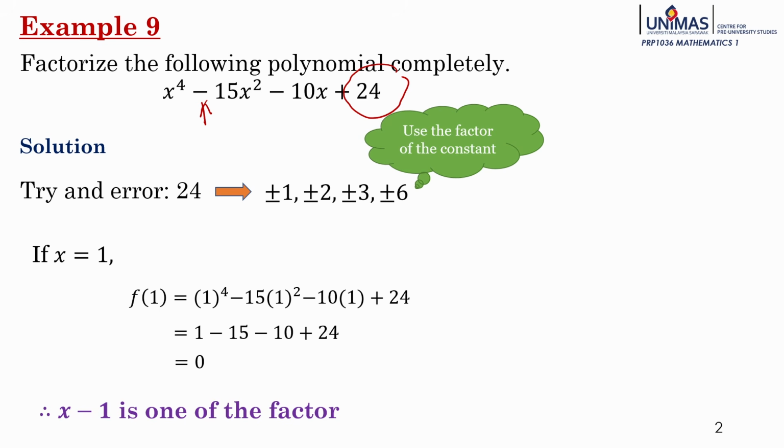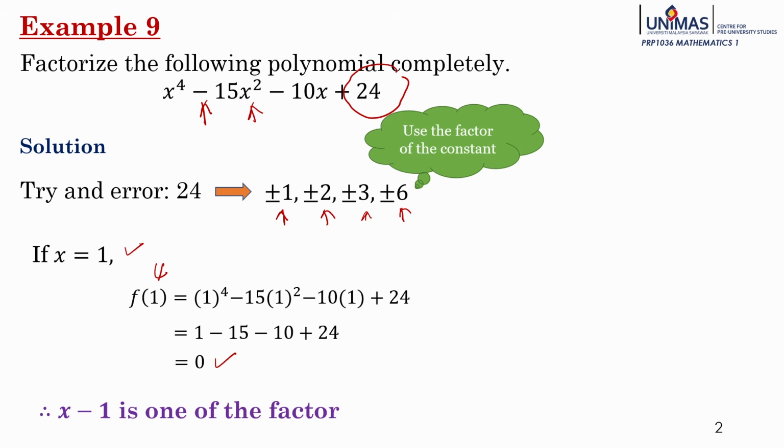For the factors of the constant, we consider positive negative 1, positive negative 2, positive negative 3, and the last one is positive negative 6. These are factors of 24. I think you are familiar because you learned about factors in high school, right? So we try first if x equal to 1. When we substitute the value of 1 inside this polynomial, we get 0.